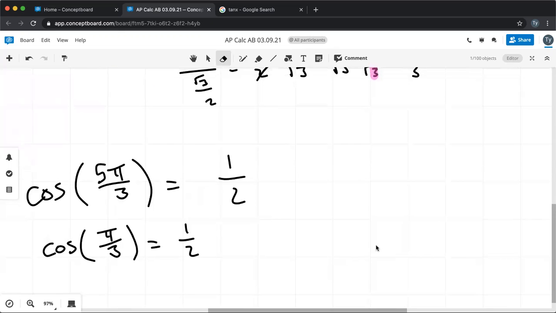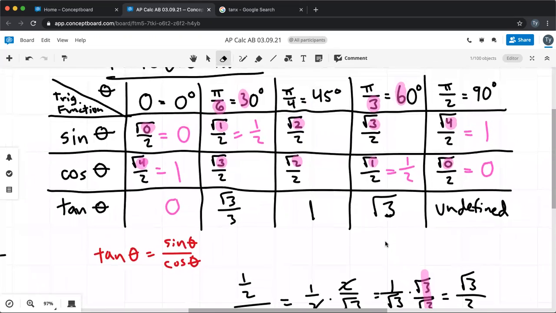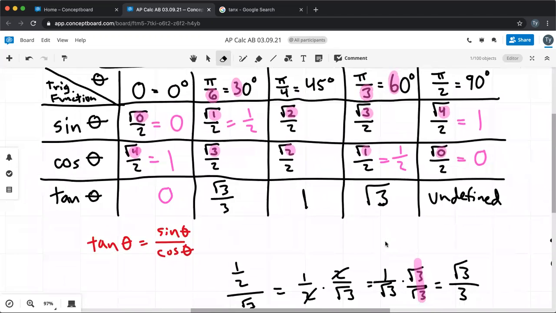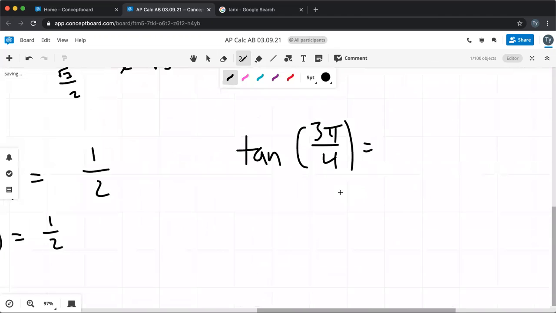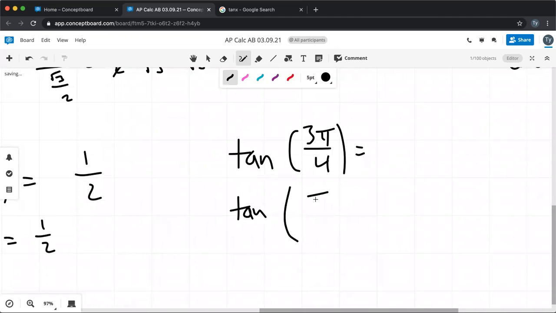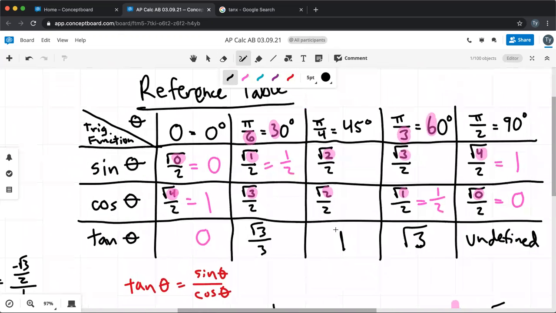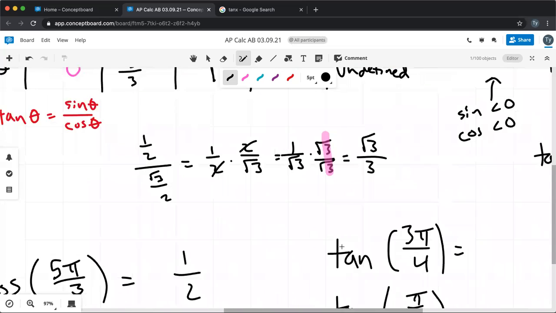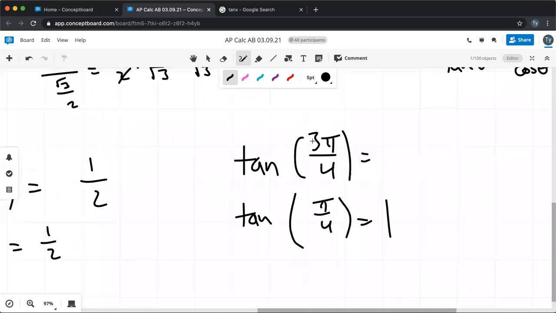Okay, let's do a little more challenging one. If I want tangent of, I don't know, 3 pi over 4, let's do that. Well, I know that tangent of pi over 4 is on my reference table. I found tangent, I found pi over 4, tangent of pi over 4 is 1. Now we need to figure out what quadrant 3 pi over 4 is in.